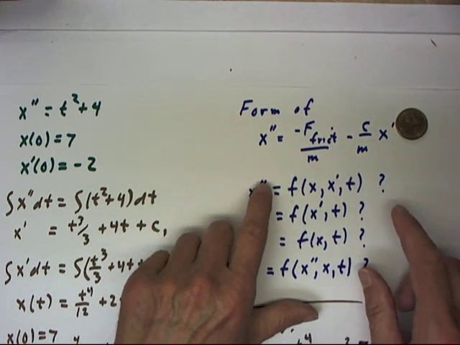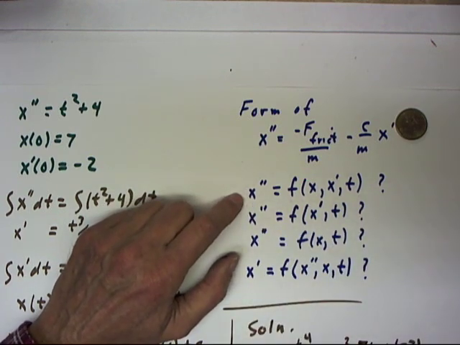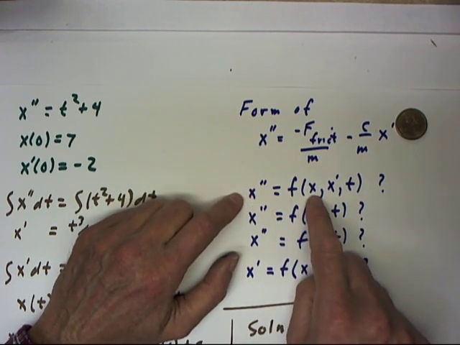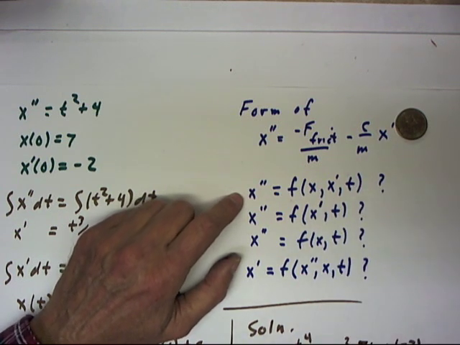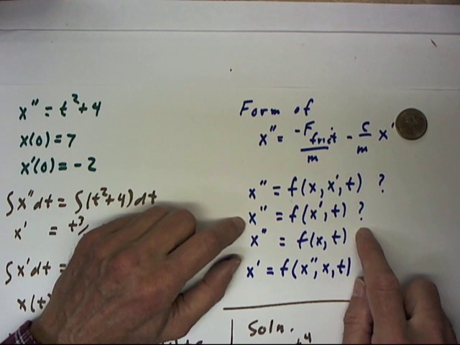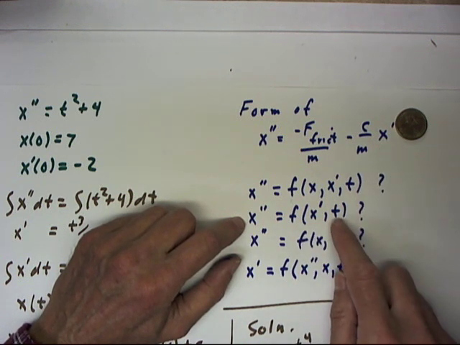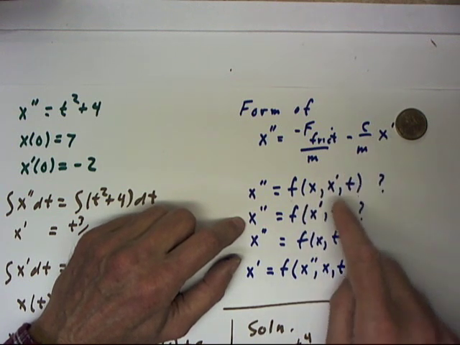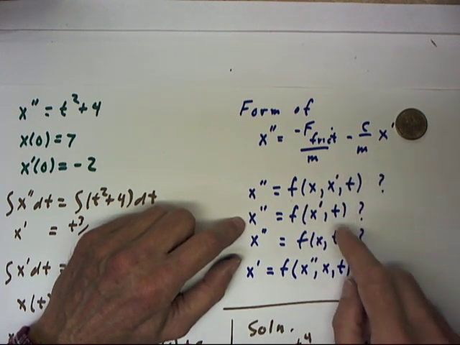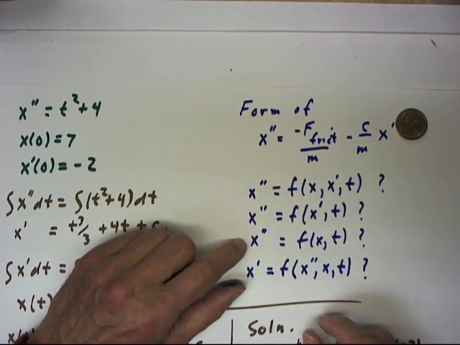Okay, then this is the form, well, what form is it? Is it the form f of x, x prime t? Well, we have x prime here, so that's going to work. What about this form, f of x prime t? Well, yeah, we have x prime, we don't have a t, we don't have an x explicitly in this equation, so that this form actually covers this equation.